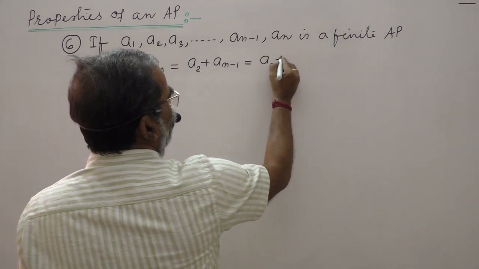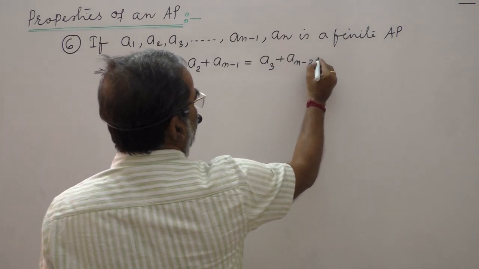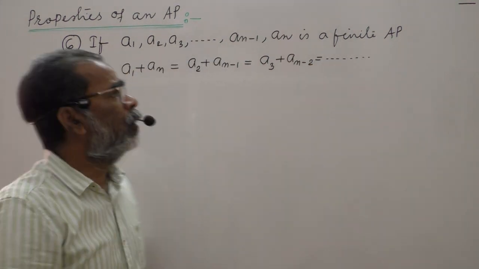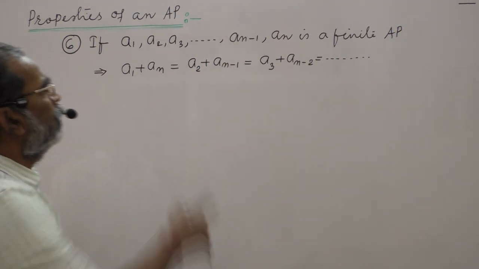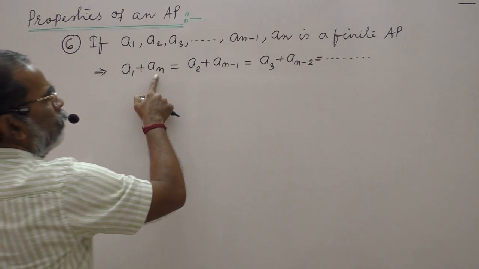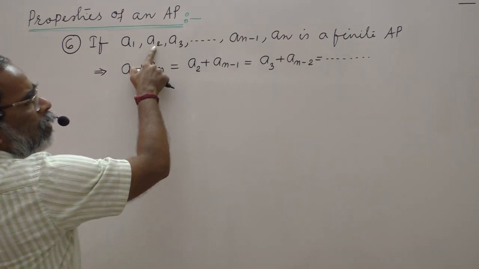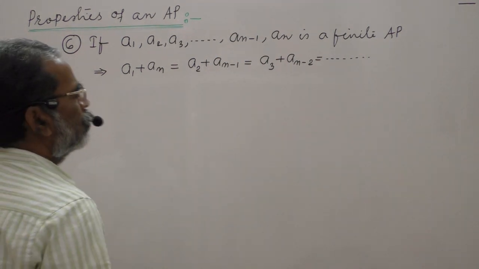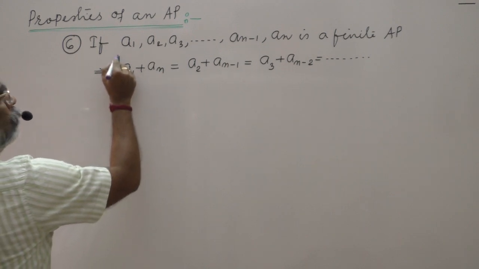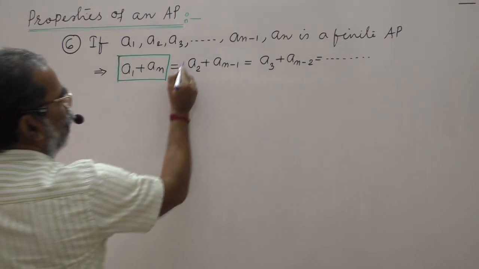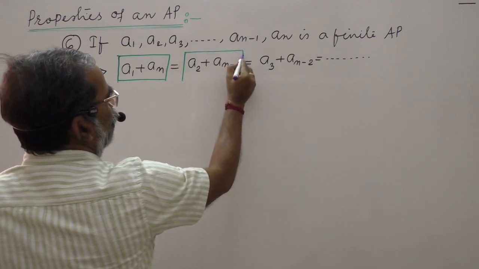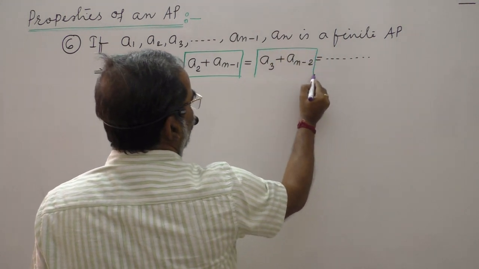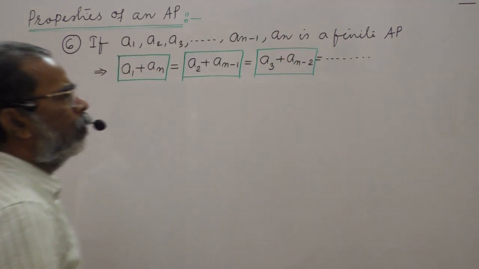Similarly, A3 plus A(n-2), etc., those will be equal. What this property says is, if you have a finite AP, then the sum of the first term and last term is the same as the sum of the second term from the beginning and second term from the ending, and so on. So these values will be equal: first and last terms, the terms second from beginning and ending, and so on. This is also an important property.